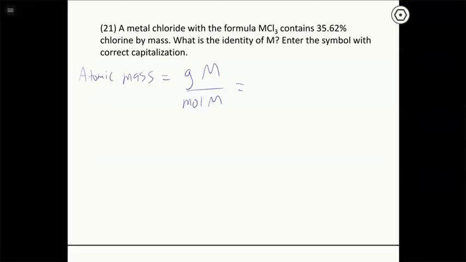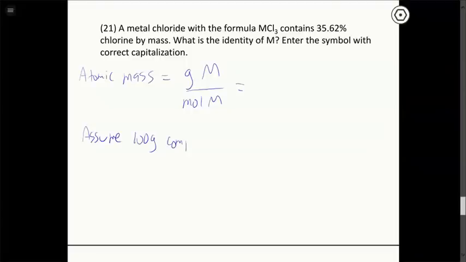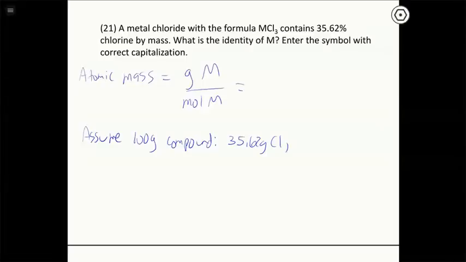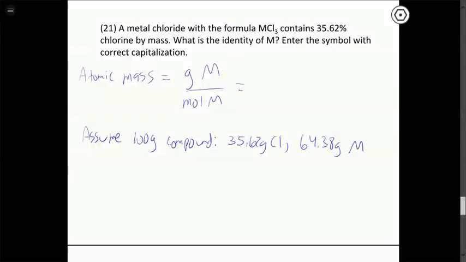Now, neither of these quantities are given to us directly. But if we have a mass percent here, let's assume that we have 100 grams of compound, because that's the most convenient thing to do whenever we're given percentages. So if we have 100 grams of compound, we have 35.62 grams of chlorine, and then the rest of that has to be whatever our metal is. So 100 minus 35.62 means we would have 64.38 grams of our metal. So we can put that in for the mass of the metal, 64.38 grams. But now we need to figure out how many moles that corresponds to.